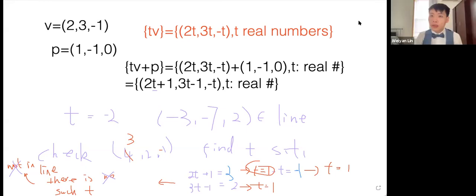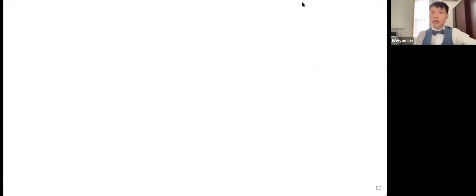Good. All right. The last thing is the second way of doing the line formula: sometimes you don't have the vector. You only have 2 points.